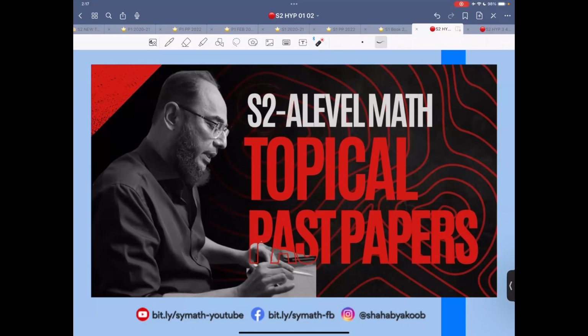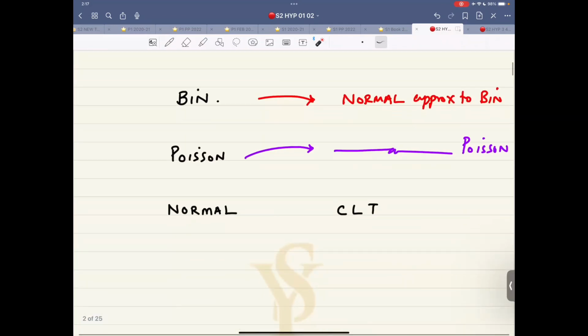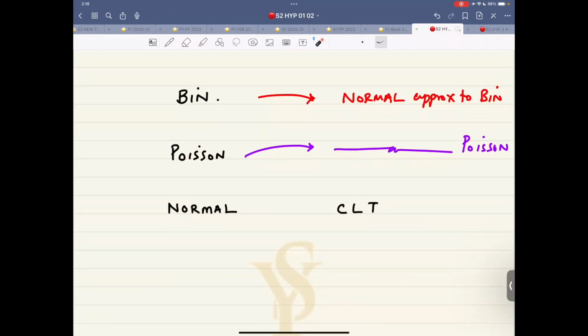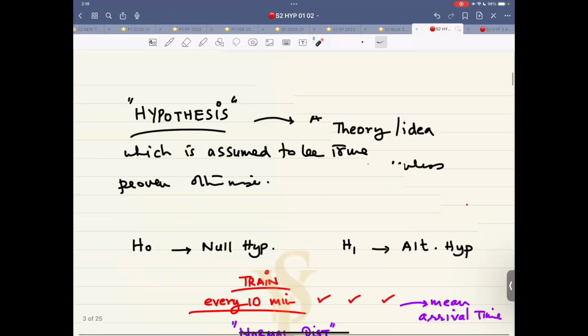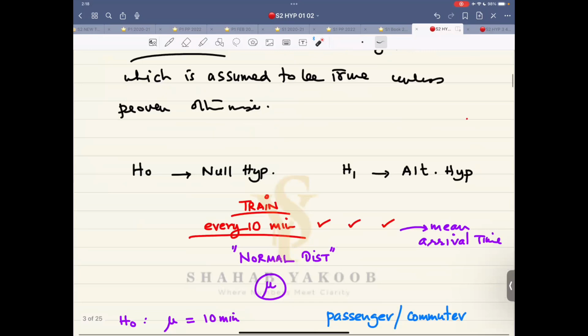In this S2 class, let's revise some topical past papers related to hypothesis. Now, when we talk about hypothesis, we are first focusing on the definition of hypothesis, and this is all done in our on-campus classes. Hypothesis: a theory, an idea which is assumed to be true unless proven otherwise.